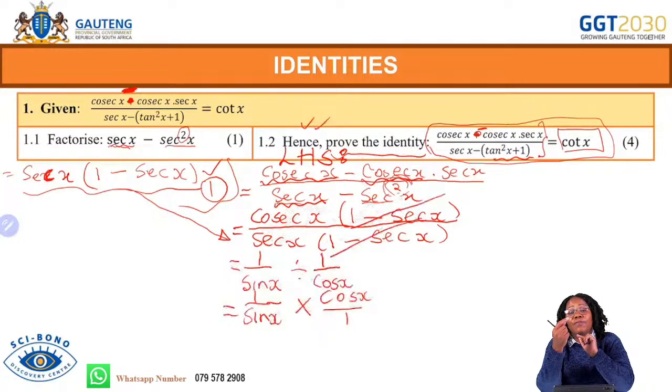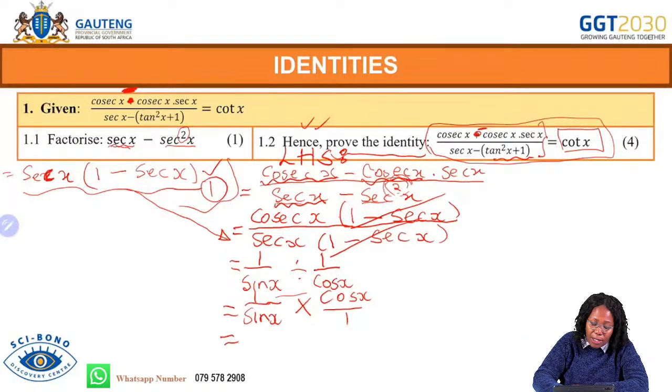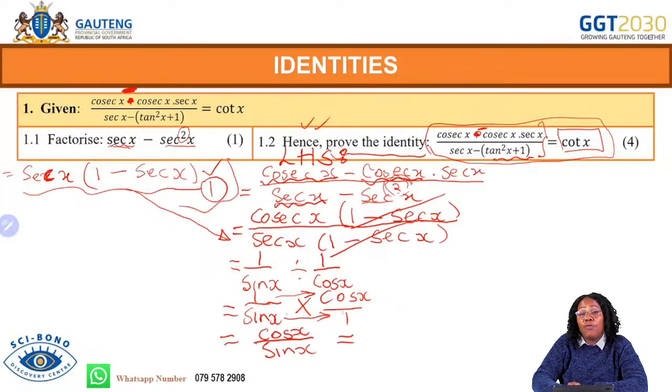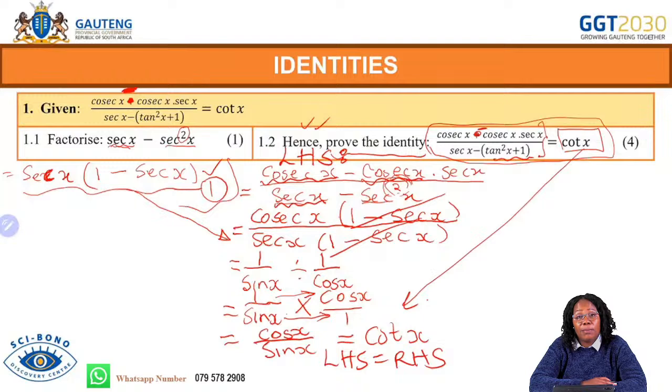Remember, the minute you change division to multiplication, the term that is following it must swap around to denominator and numerator. Then 1 times the cos x is cos x on top, and then below sine x multiplied by 1, it will be a sine x. Do you still remember? Cos over sine is a cot x. Therefore, your left-hand side is equal to the right-hand side. Exactly the same answer there. The answer was given to you already, grade 12. Okay.